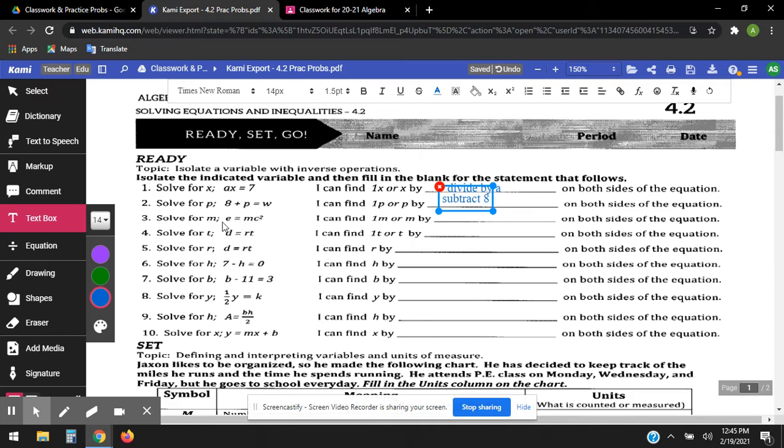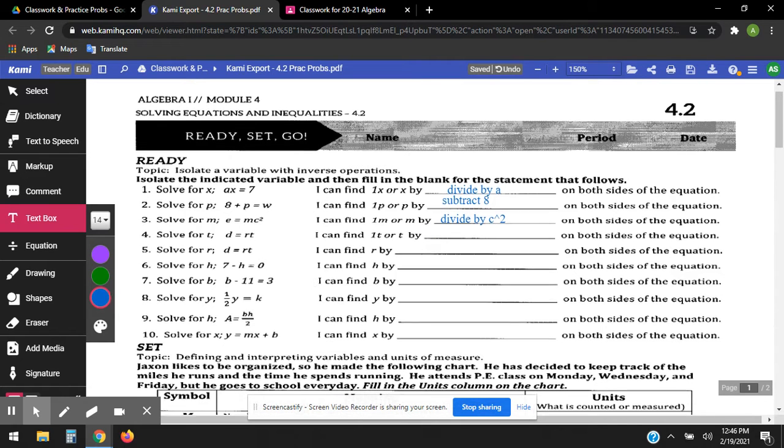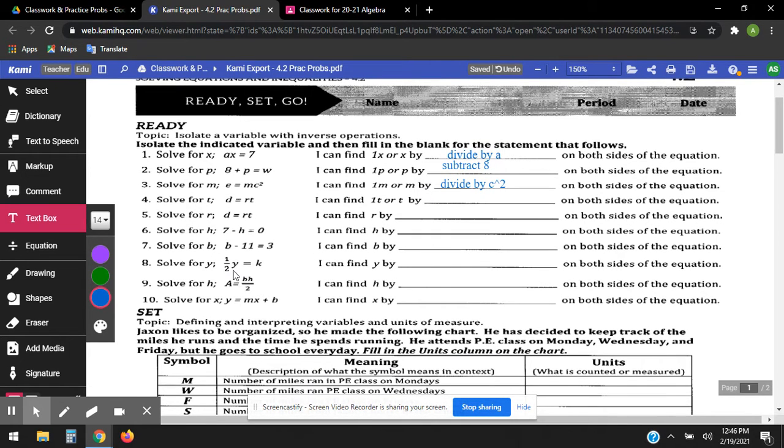So here we're solving for m, e equals mc squared. So to get the m by itself, I need to get rid of a c times c squared. So to do that, I need to divide by c to the second. Okay, solving for t. These I think you're going to do okay for a little while. Let's go down to number 8.